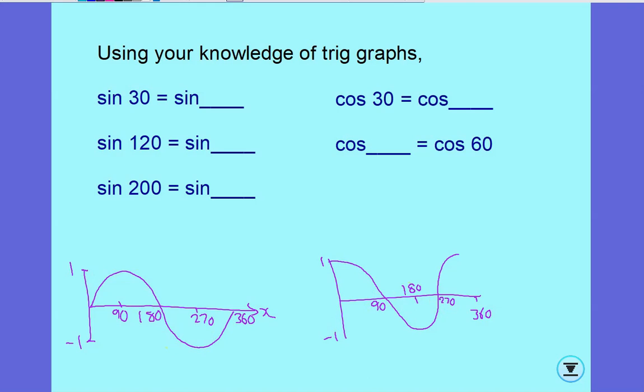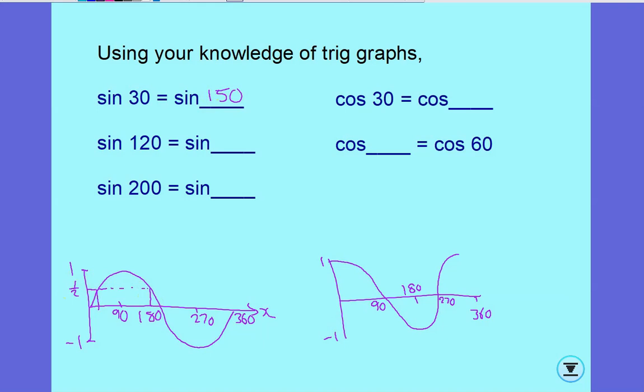So using your knowledge of trig graphs, you should be able to fill these in. So pause the video, have a go, and when you're ready, hit play. So sine of 30, so if we put 30 in here, you actually get a half. The nature of these graphs is they're symmetrical, so you need to know these are equal.